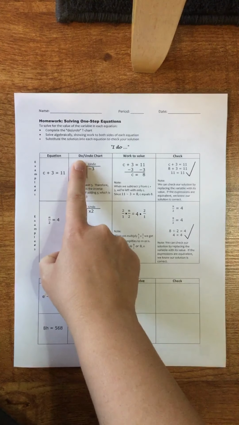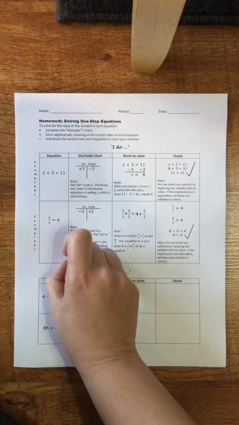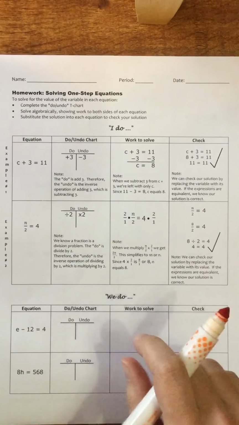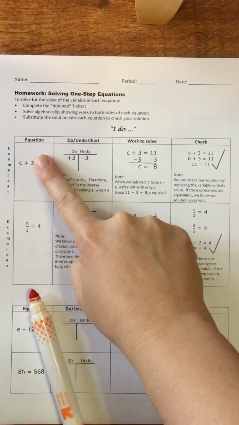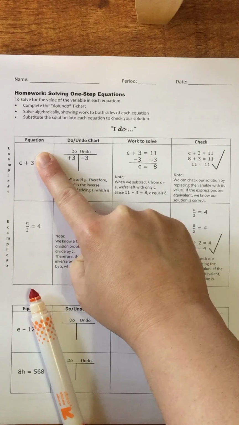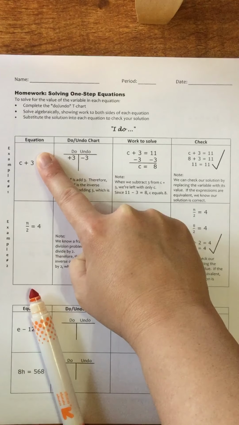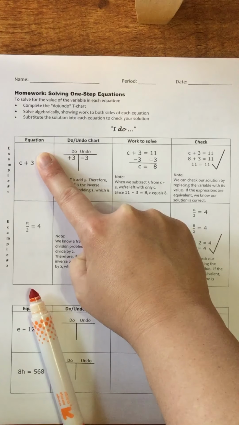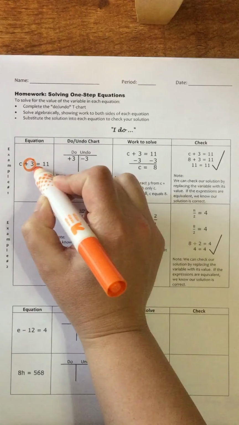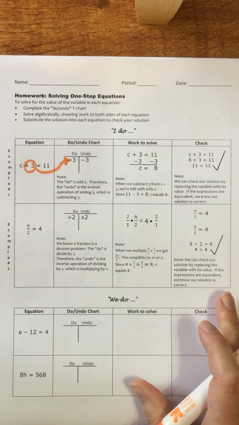We had not completed a thing called a do-undo chart before on the notes. However, it was discussed, and this is inverse operations. The first thing to do is focus on the side of the equation that has the variable in it. Here, the left side of the equal sign has the variable c on it. And you want to see what operation you are doing to the variable, if you are adding, subtracting, multiplying, or dividing. In this case, 3 is being added with c.